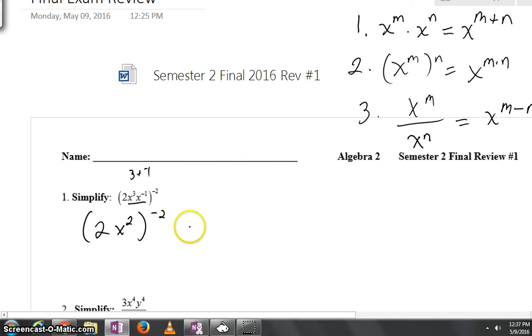Now we're going to use that second property. We're going to apply negative 2 to both. We'll get 2 to the negative 2 power. Powers, 2 powers, this is where we multiply. 2 times negative 2, you get negative 4.